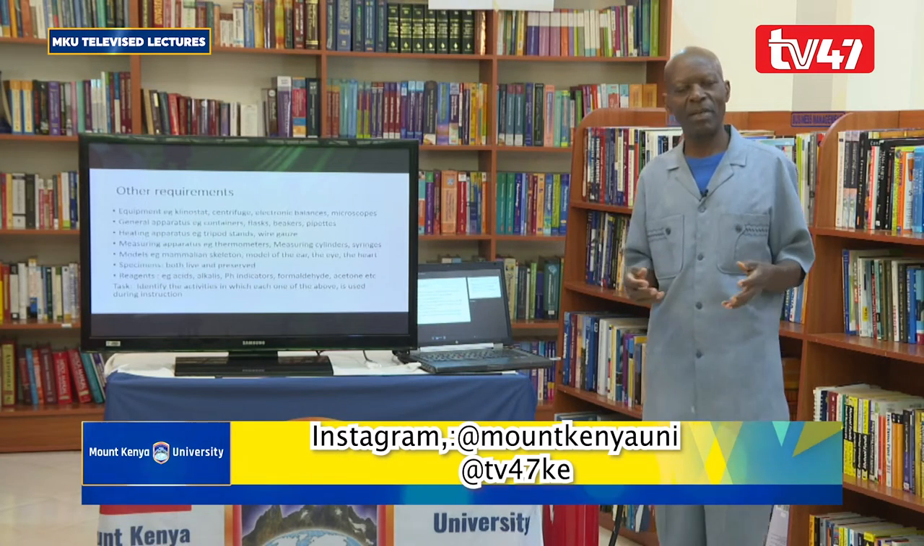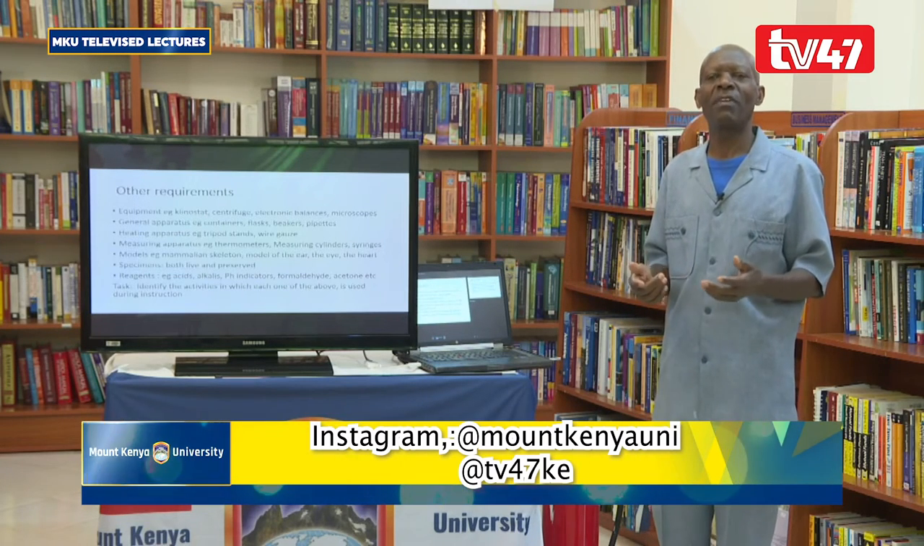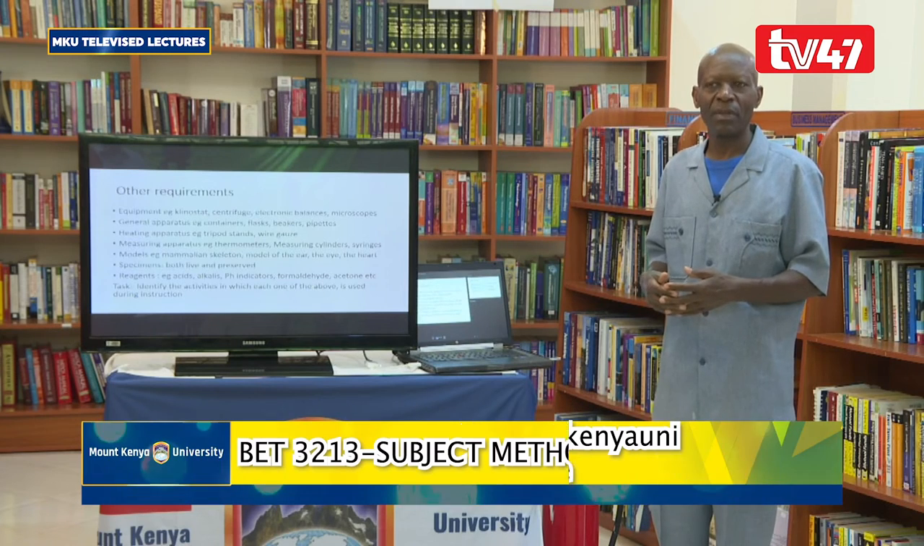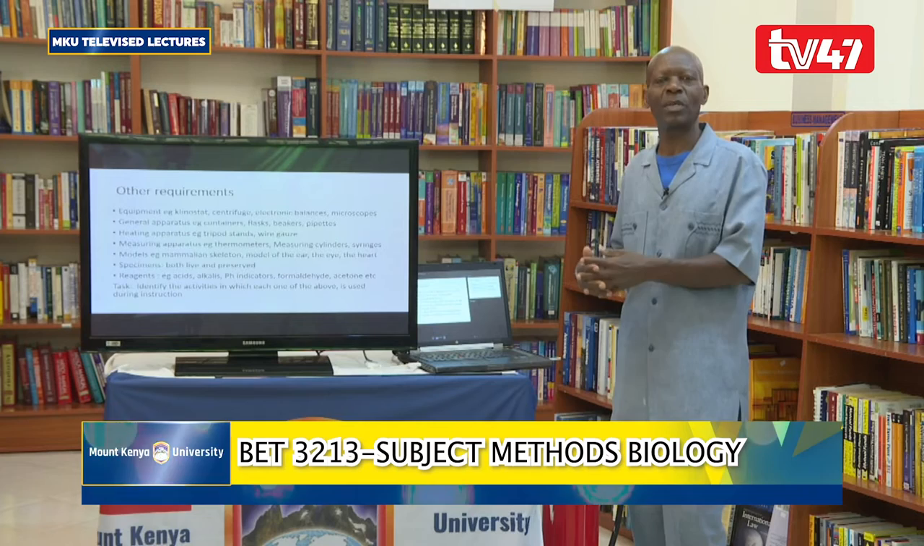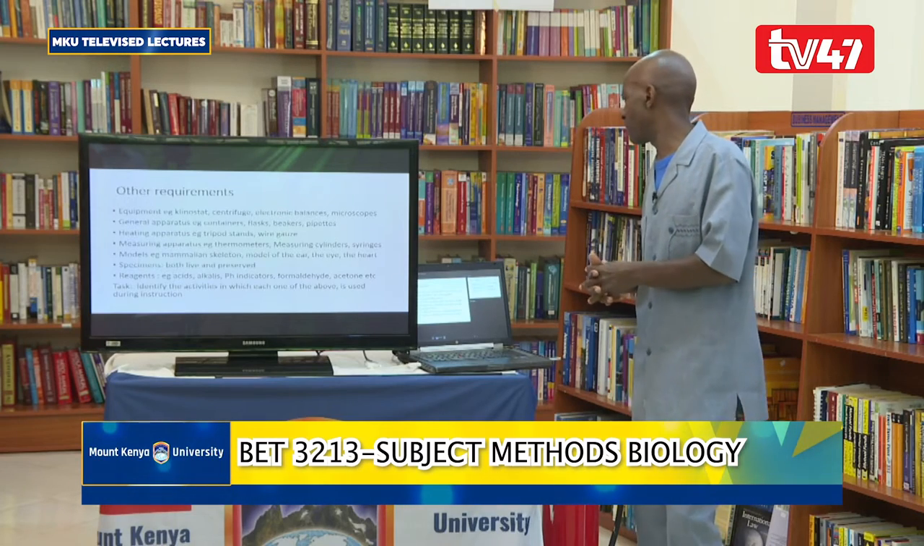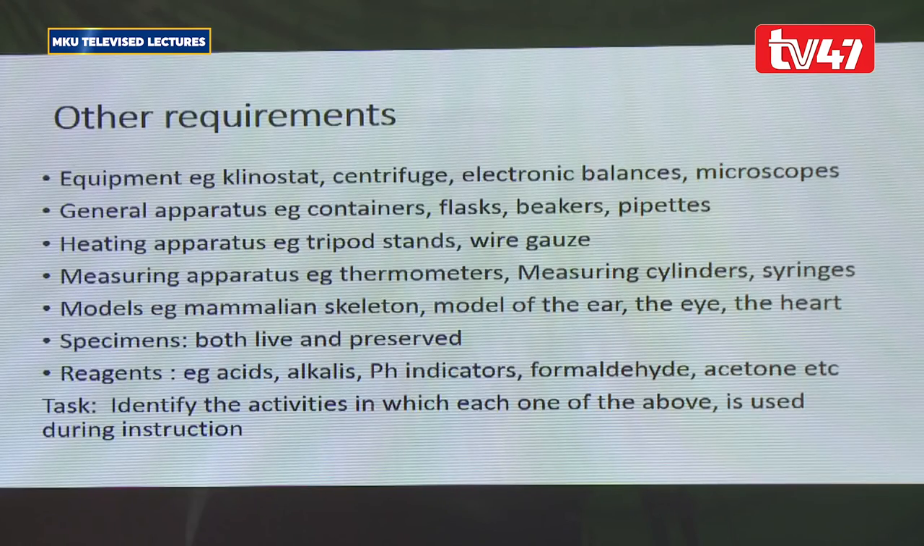And just as a reminder, a model is a simplified representation of an actual object or specimen that helps us to understand that organ or specimen better and faster. We also have reagents, like the acids, the alkalis, pH indicators, and so on, that are very useful when you are carrying out activities.